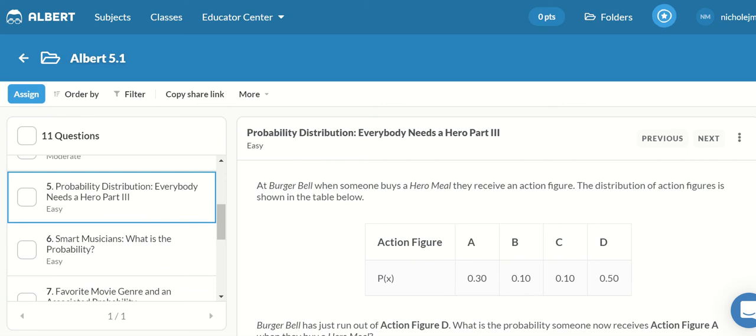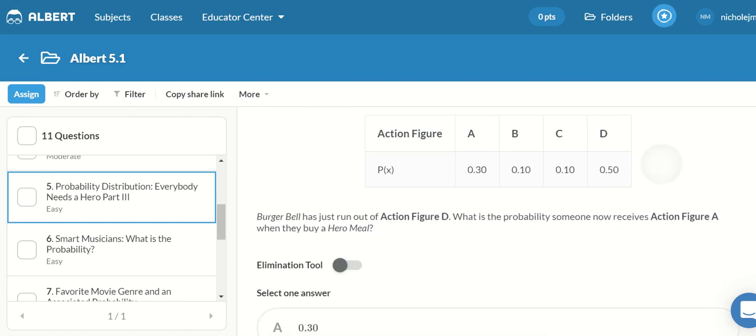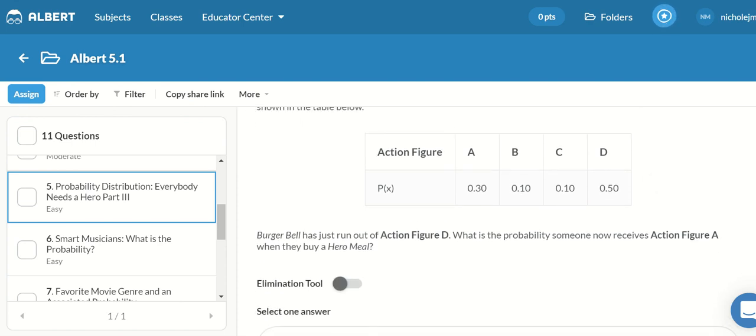There are a couple ways to think about question number five. If you want to use conditional probability verbiage, the way to do that is we're asked, what's the probability of getting A, given you know that the person is going to receive A or B or C? So what's the chance I get A, knowing that I have to get A or B or C?